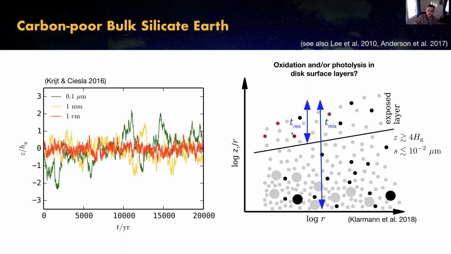But high up in the disk, temperatures are above, like, 4 scale heights in this particular model by Lucia Klarman. You can actually do it. So if there's enough time, through this turbulent mixing, to mix all your small grains up once to get rid of their carbon before you can form the planetesimals that later end up forming the Earth, you can maybe resolve this issue.